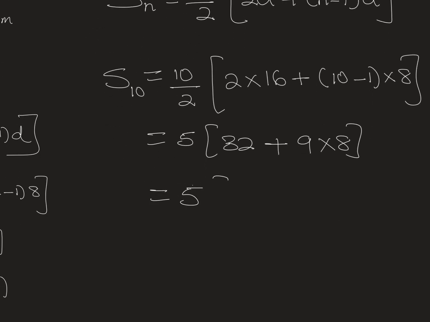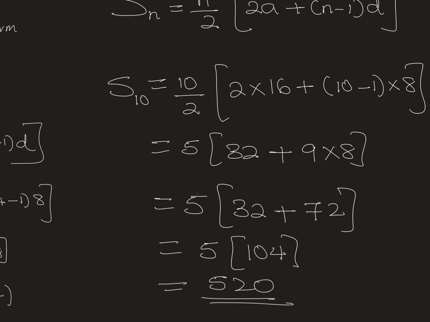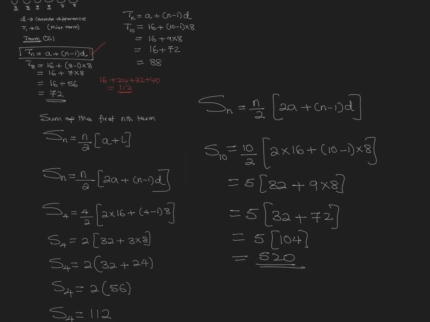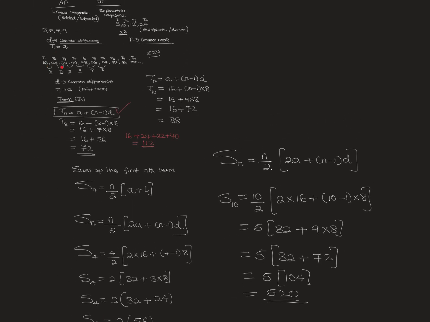So we'll have 5 into 32 plus 9 times 8 is 72. So we're going to have 5 into 32 plus 72 is 104. So what is 5 times 104? That is going to be 520. So you see, the formula helps you to get the answer straightforward instead of writing the sequence and then adding them up. All right. Finally, I want to introduce you to what we call the nth term.